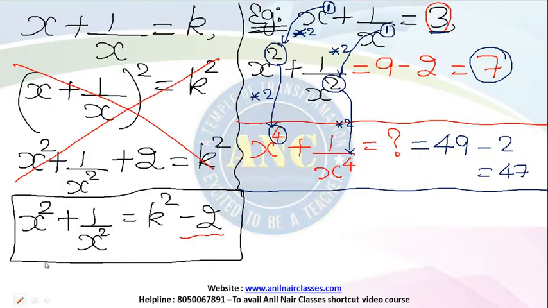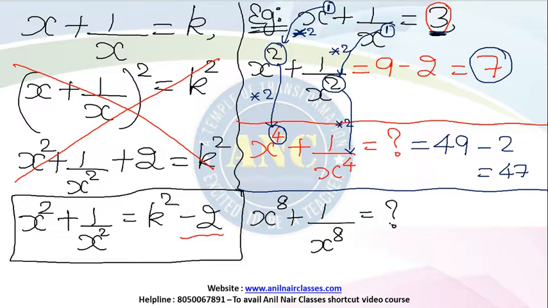Now, let me take another variety in this example. Suppose instead of giving x power 4 plus 1 by x power 4, if the question is, if x plus 1 by x is equal to 3, find out x power 8 plus 1 by x power 8. That is what they are asking you.